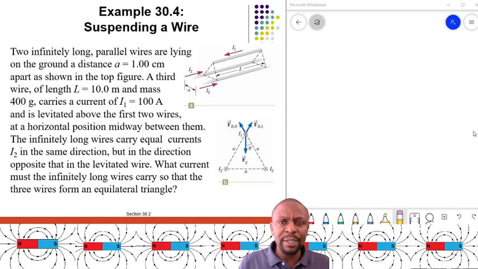Right. Let us also do the following example of suspending a wire. Two infinitely long parallel wires are lying on the ground a distance A equal to 1.03 centimeters apart, as shown in the top figure. A third wire of length L equal to 10.0 meters and a mass of 400 grams carries a current of I1 equal to 100 amperes and is elevated above the first two wires at the horizontal position midway between them. The infinitely long wires carry an equal current I2 in the same direction, but in the direction opposite to that in the levitated wire. What current must the infinitely long wires carry so that the three wires form an equilateral triangle?